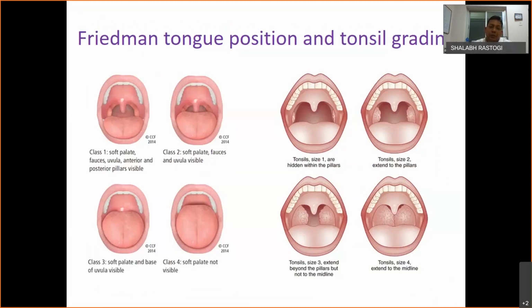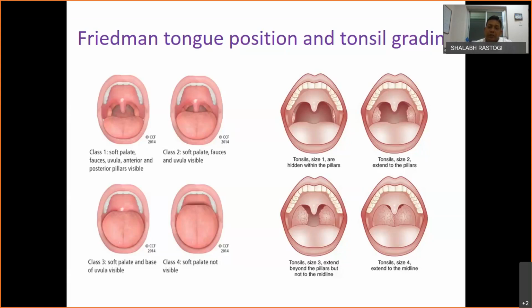He said that during Mallampati classification, you protrude the tongue, which is not a physiological condition. During sleep, a patient sleeps with the mouth closed, so the tongue should remain in its neutral position. So he gave the classification by keeping the tongue in its neutral position, and it was graded as grade 1, 2, 3, 4, just like the modified Mallampati classification.